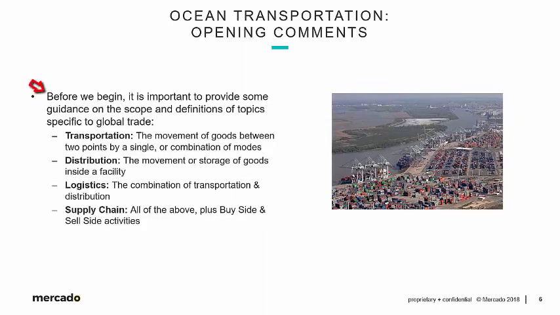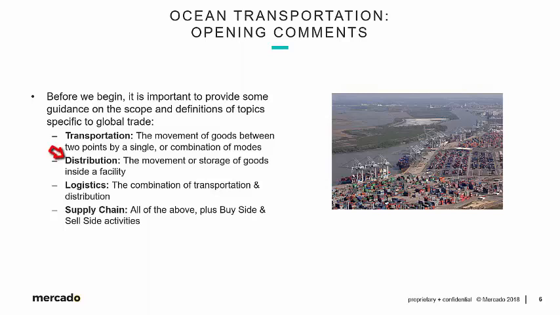Before we begin, it is important to provide some guidance on the scope and definitions of topics specific to global trade. We just want to clarify because, again, in the next 3 modules, we'll be talking specifically about international transportation. First sub-bullet, transportation, basic stuff. The movement of goods between 2 points by a single or combination of modes, sometimes called multimodal or intermodal, from truck to rail to truck, from ocean freight to rail. That's what we mean by a combination of modes.